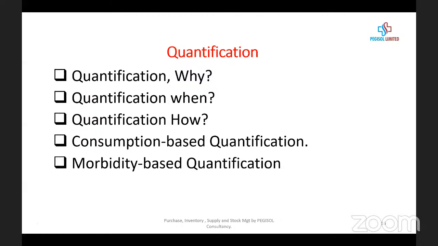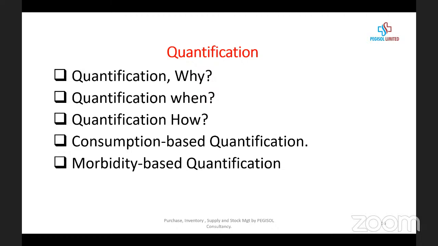Now, what is quantification? When we look at quantification, we look at why, when, and how. All these are quantification-based methods for inventory. We look at consumption-based quantification, which is quantification based on your consumption. Let's say, for example, a particular department, unit, or location consumes 50 packs of HIV kits in a month. When you are making a request, you quantify based on that and put in your logistics and your safety stock and every other thing alongside.